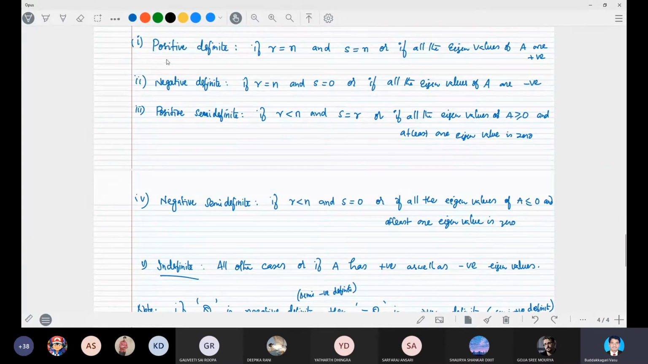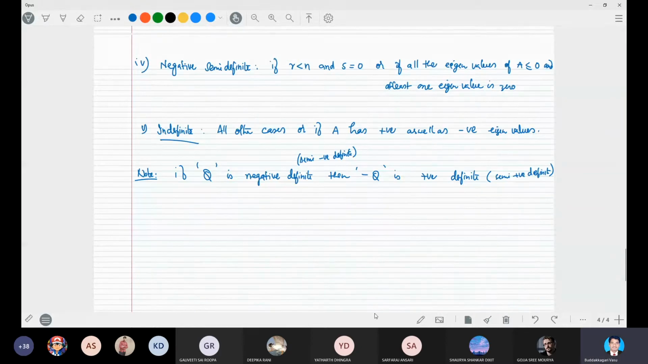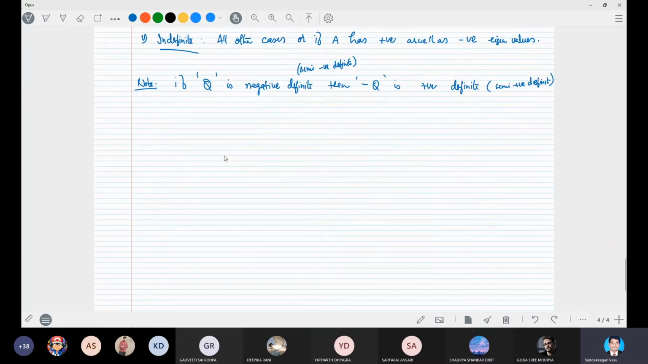Okay, now I would like to give you the procedure for the reduction of a quadratic form into canonical form. So let's take the procedure for reducing a quadratic form into canonical form by orthogonal transformation.